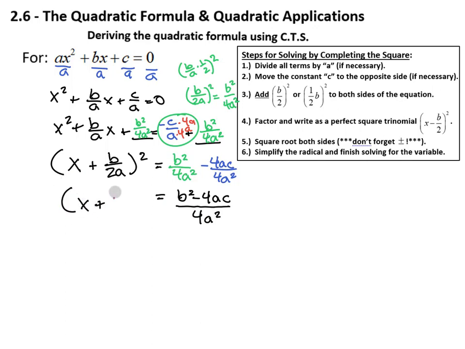equals x plus b over 2a squared. You might recognize some of this. This is starting to look a little familiar, hopefully. And hopefully you understand the reason why I changed the order there to make it match this form.